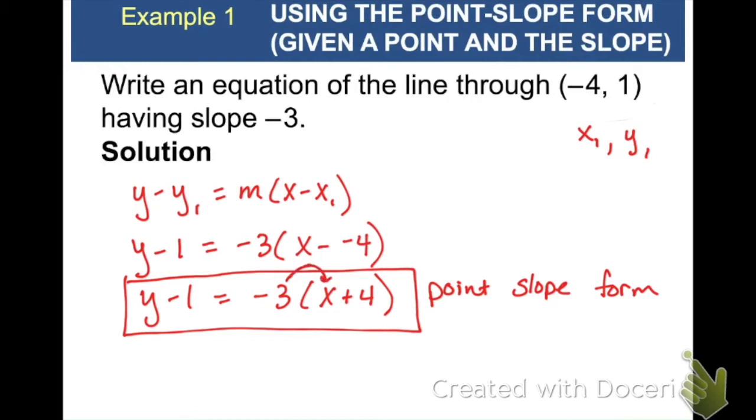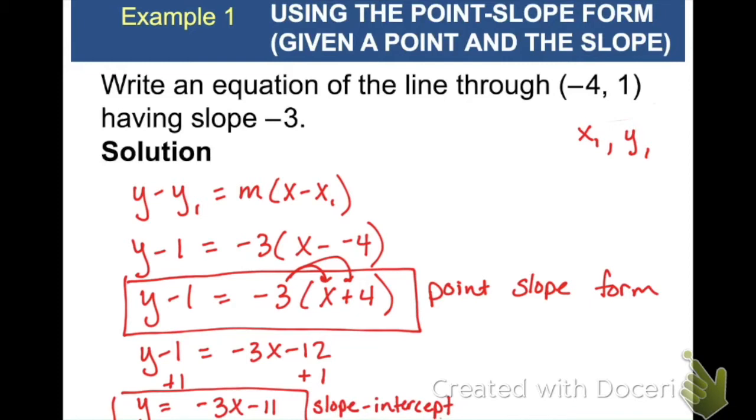I'm going to distribute this -3 right here. So if I distribute my -3, it'll be -3x minus 12. I'm trying to get y by itself, so I'm going to add 1 to both sides. And when I get y by itself, y equals -3x minus 11. That's slope-intercept form. So like I said, pay attention to your homework because they'll ask for different ways.